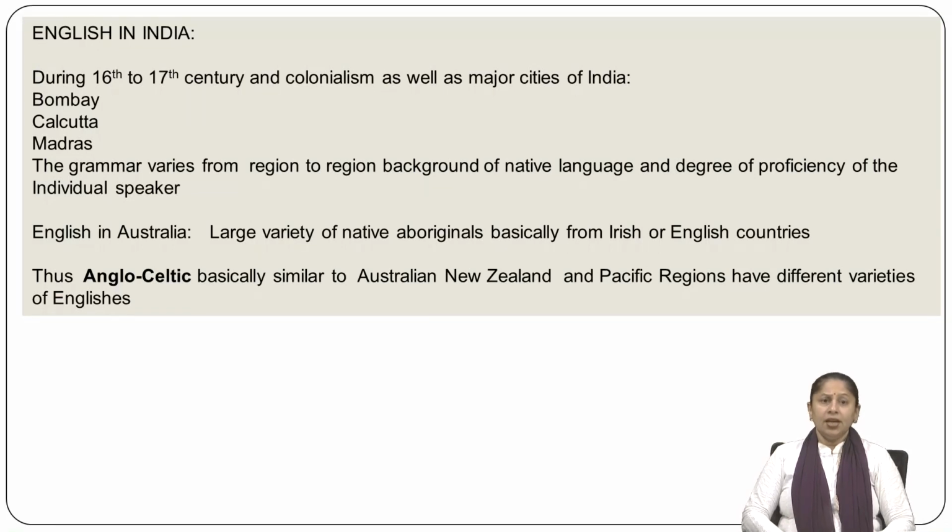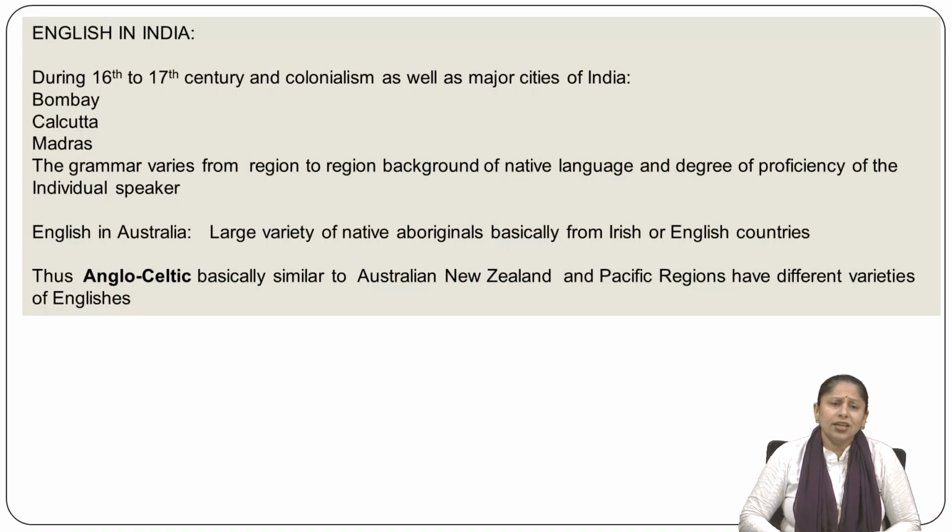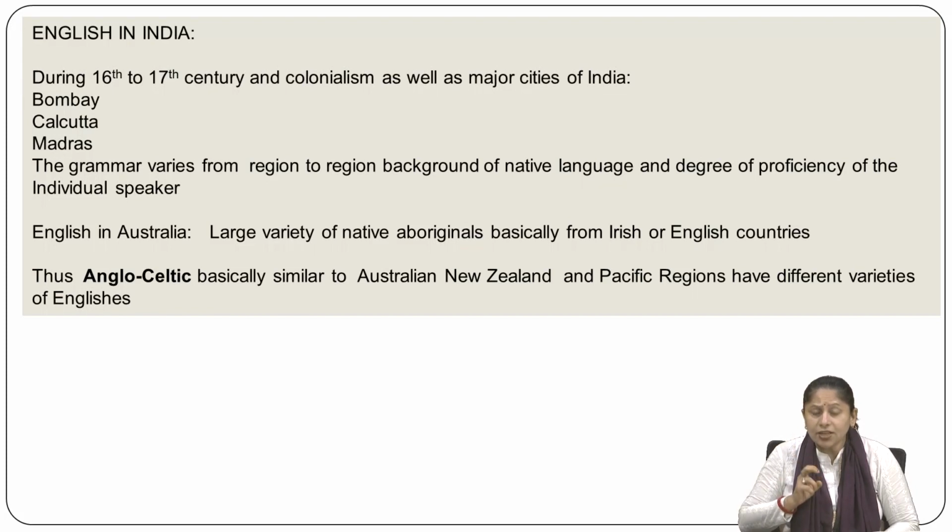English in India during the 16th to 17th century and colonialism, as well as major cities of India. Look, it shows Bombay, Calcutta, Madras, or if you see the areas which were too much under colonial powers, Cochin or Kerala, then there are certain kinds of colonial impressions, and because of that the English of those areas would be quite different compared to the contemporary development of the country. The grammar varies from region to region, background of native language, and degree of proficiency of the individual speaker.